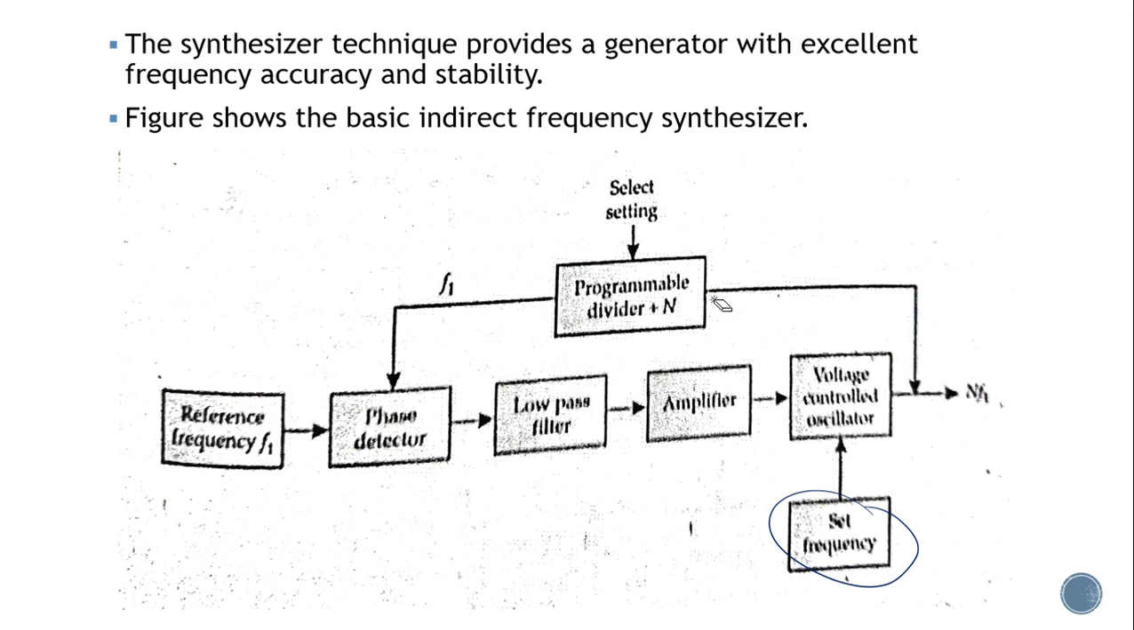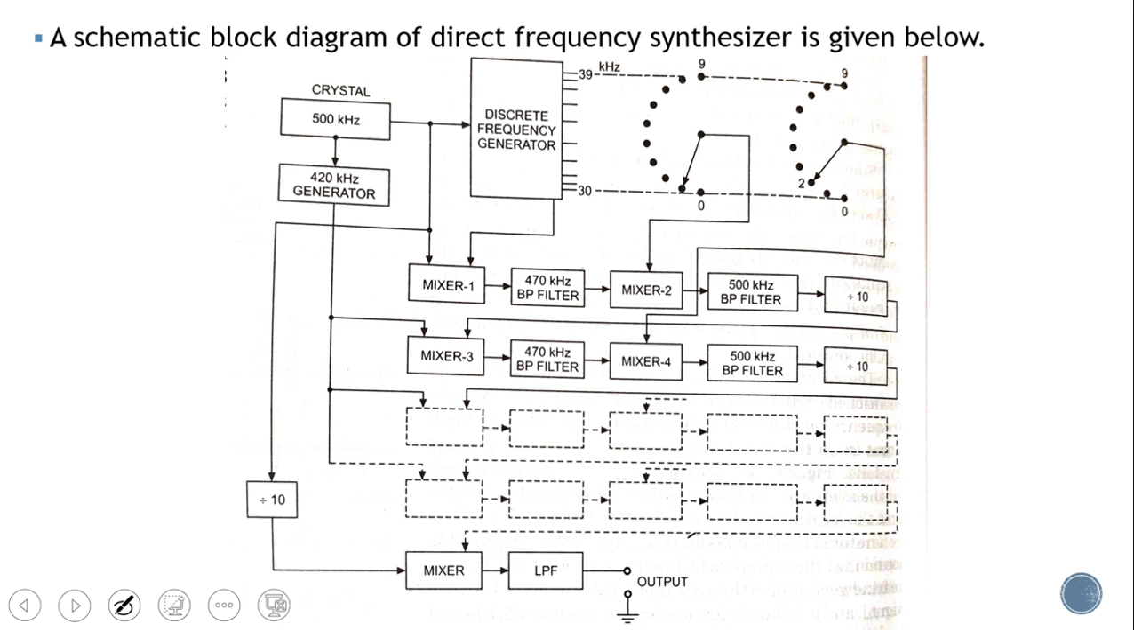So this is the basic concept of an indirect frequency synthesizer. You are using the phase lock loop control. Once the frequency becomes the same, your system gets locked, and it continues in the same manner. Going on to the direct frequency synthesizer, you can see you have the crystal oscillator, which is sent to a set of mixers and filtering devices, and you can take your output from any particular stage.